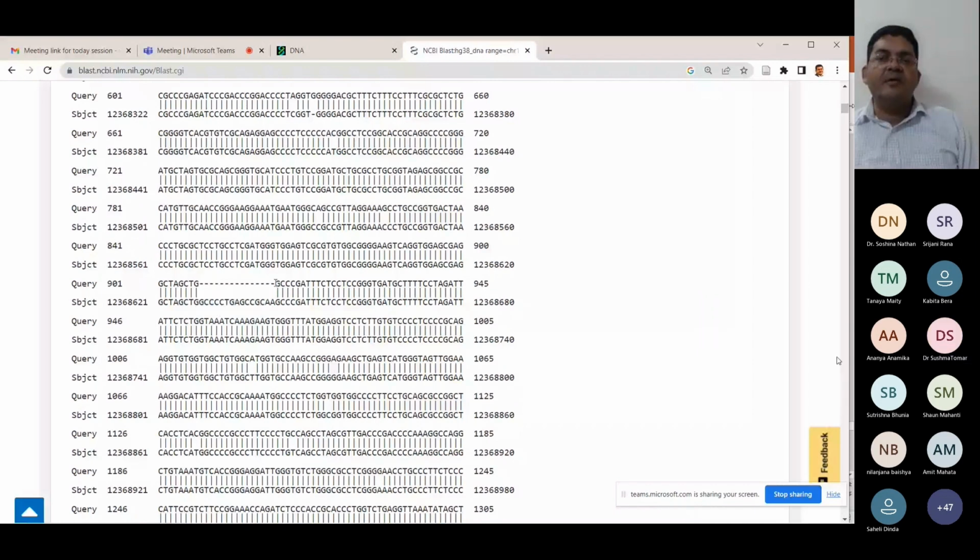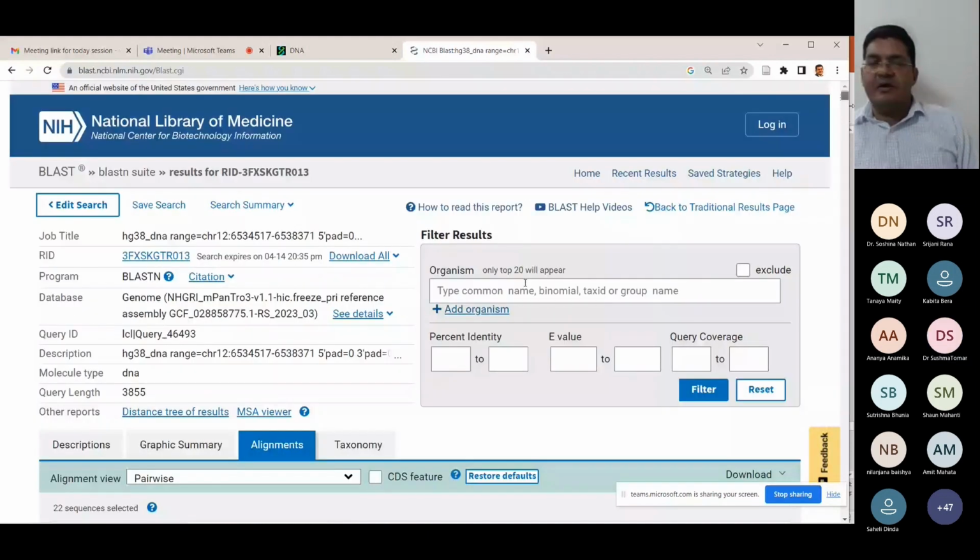One last thing that I need to tell you is here on top, you could also do a filtering, right? For example, you could filter for percent identity, or you could filter for query coverage, or you could also filter for e-value. So for e-value, you could give a range that I do not want anything below this. That will filter out. Percent identity, you could say I do not want anything below, let's say, 95% percent identity. That will filter out. Query coverage also.